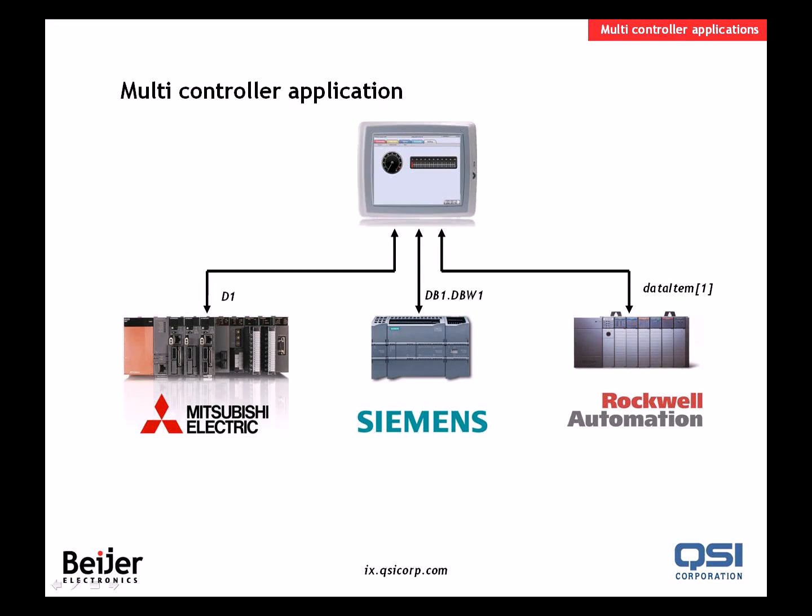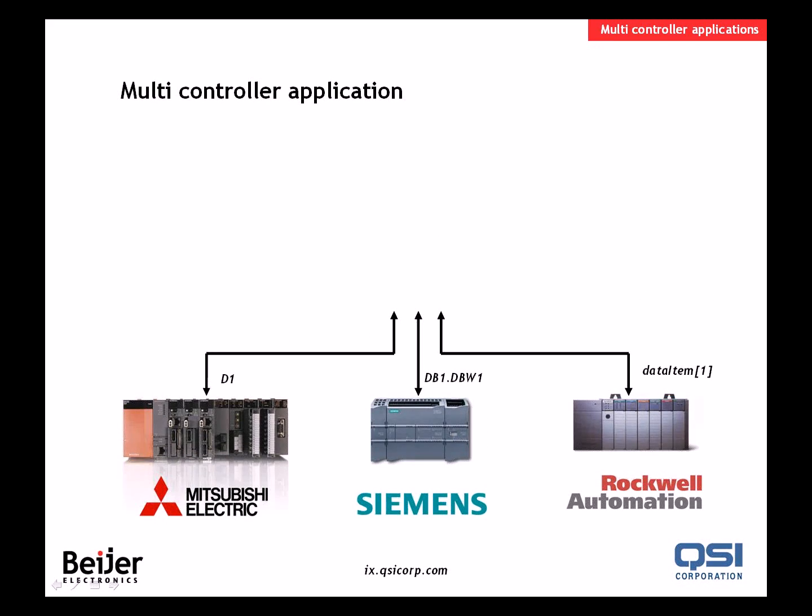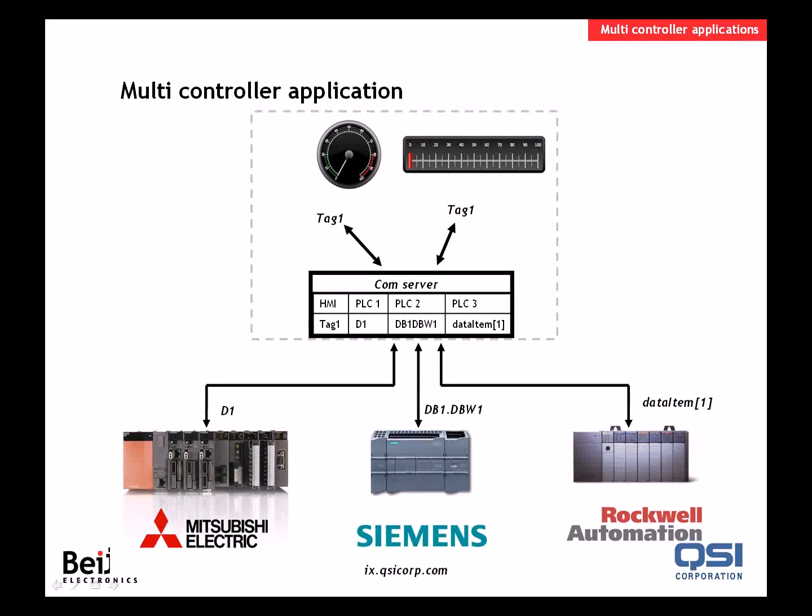So how this actually works inside the HMI is that if we have two different UI elements on the screen, a circular meter and a slider, both of them are connected to the same tag. Internally, these 2 elements are communicating with our internal communication server. You can see here on the HMI we have tag 1, and that is then mapped to the different physical addresses in the PLCs. So in PLC 1 you have DB1, D1. In PLC 2 you have DB1, DBW1, and in PLC 3 we have data item 1.